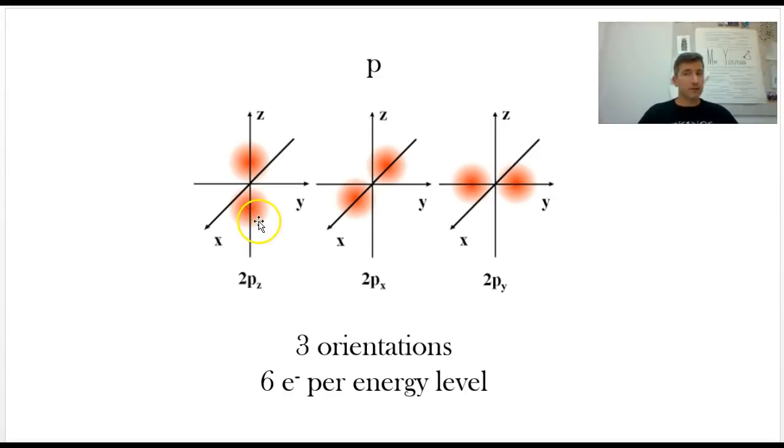And by the way, the first energy level doesn't have P-shaped orbitals. These don't show up until energy level number 2. So starting with the second energy level, we can have 2 electrons in each of 3 different P-shaped orbitals. So there are 3 different orientations. Each of those orientations is its own orbital and can hold 2 electrons. So that means we can have 6 electrons per energy level in the P shape, except of course for energy level 1, which doesn't have any P-shaped orbitals.